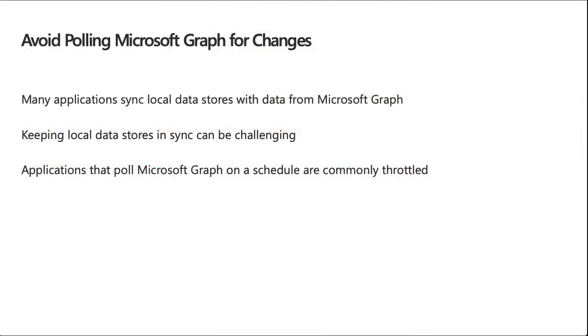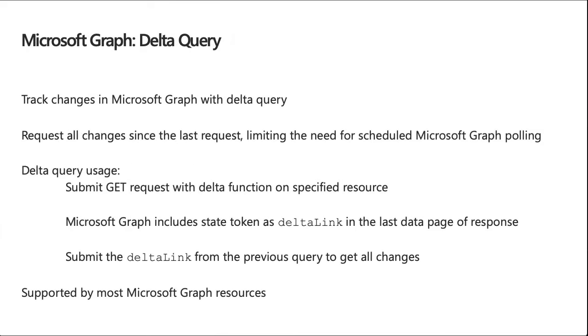Now, one very common scenario that custom applications implement is polling Microsoft Graph on scheduled intervals. Typically, this strategy is used to keep the application's local data store in sync with data exposed in Microsoft Graph. However, polling Microsoft Graph for changes usually requires multiple GET requests for a lot of data to be submitted in succession, a scenario that commonly triggers requests to be throttled.